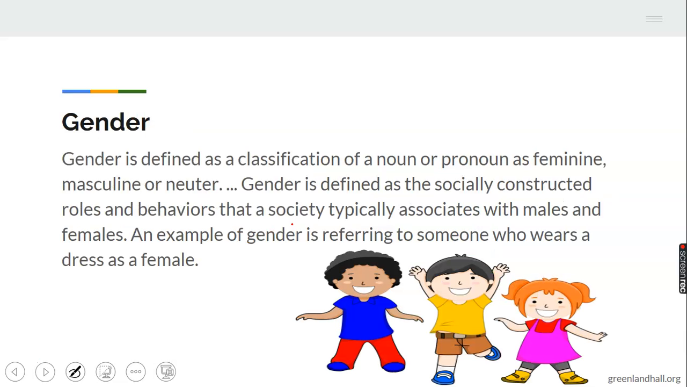Now, what is gender? Gender is defined as a classification of a noun or pronoun as feminine, masculine, or neuter. Gender is also defined as the socially constructed roles and behaviors that a society typically associates with males and females. An example of gender is referring to someone who wears a dress as a female.